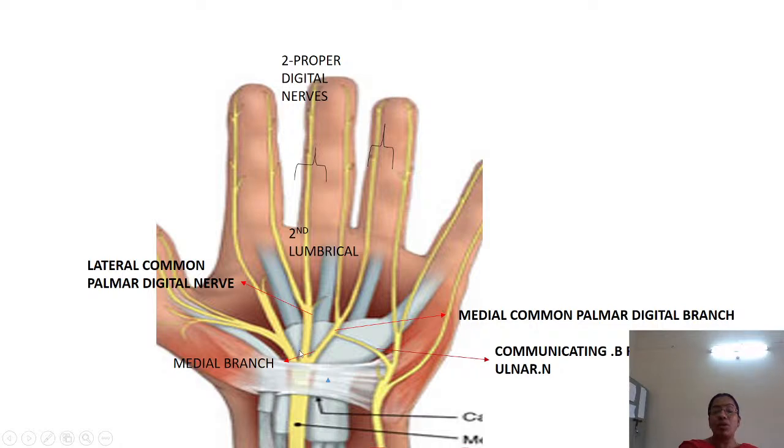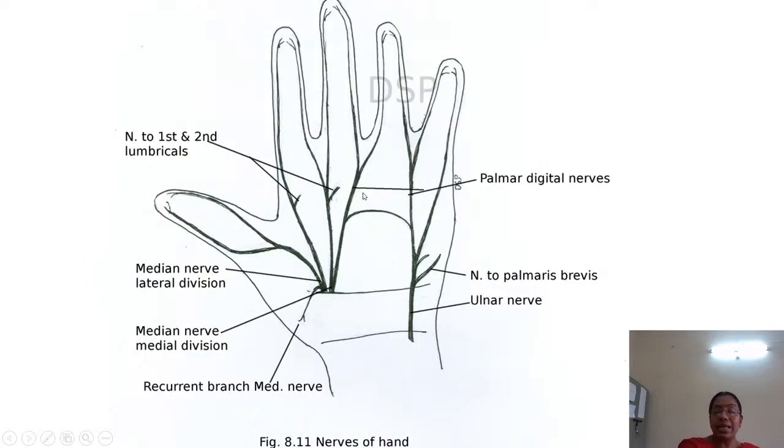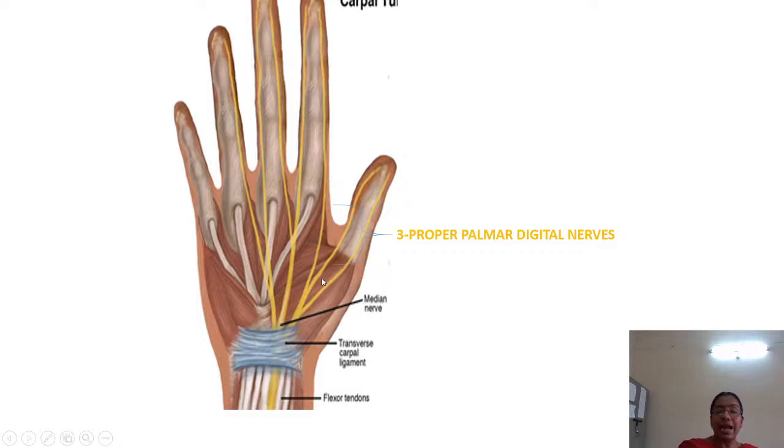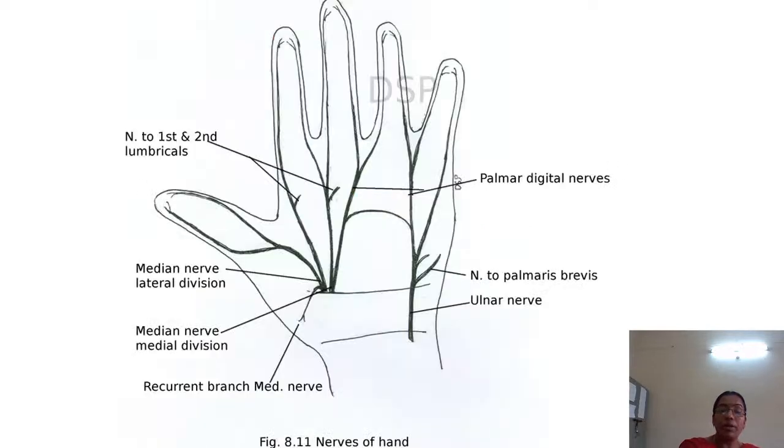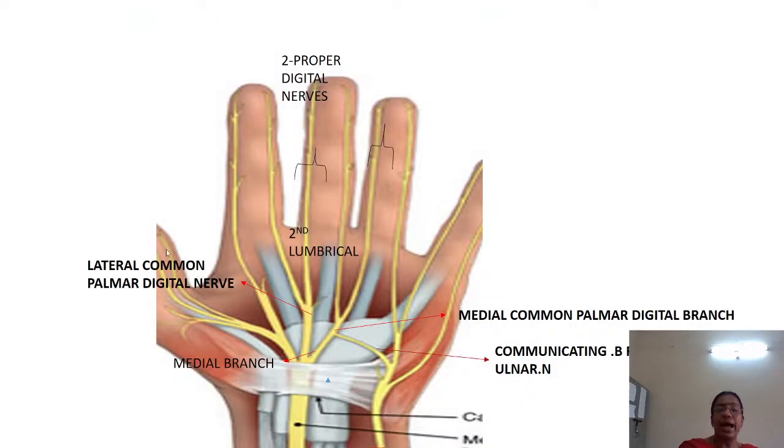Now let's see the medial branch. Up till now we have seen the lateral branch. This is the lateral branch of the median nerve, and this is the medial branch. The lateral branch gives three proper palmar digital nerves, which supply either side of the thumb, the radial side of the index finger, and one lumbrical. That is over. Now coming to the medial branch.